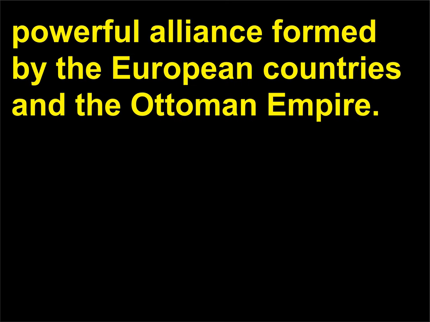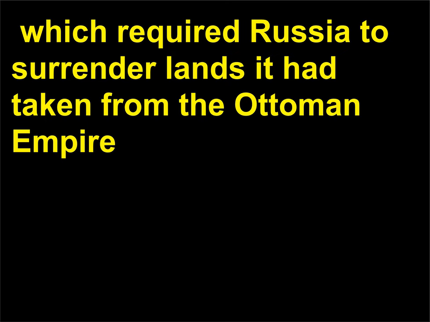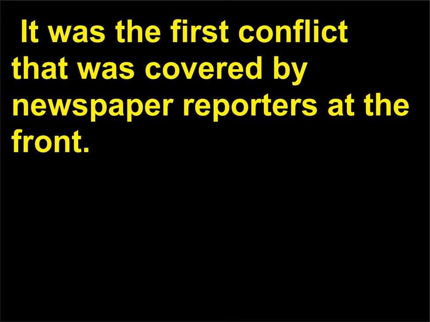The war was ended with the signing of the Treaty of Paris, 1856, which required Russia to surrender lands it had taken from the Ottoman Empire, and abolished Russian navy and military presence in the Black Sea region. It was the first conflict that was covered by newspaper reporters at the front.